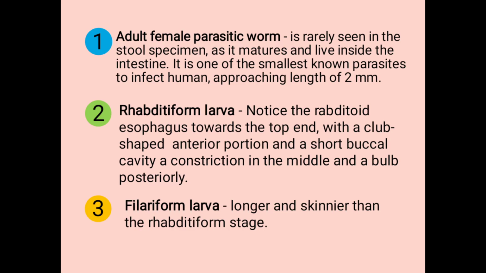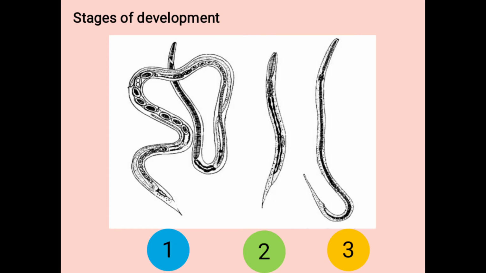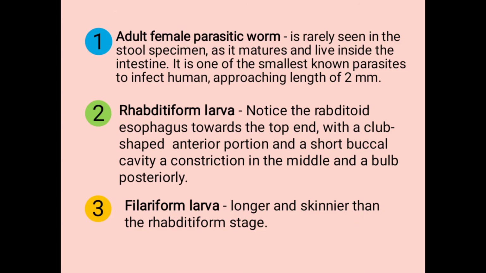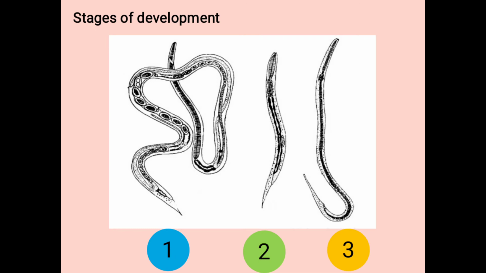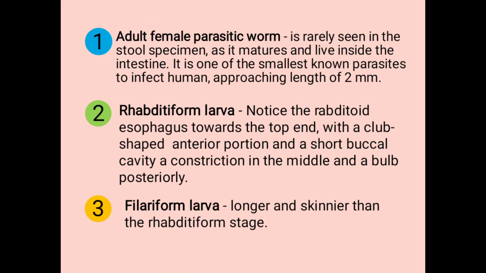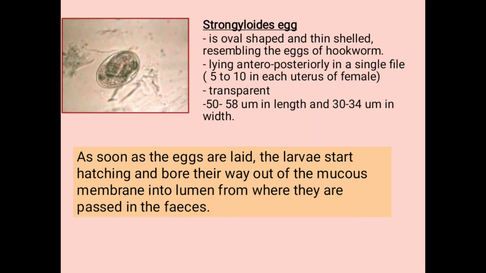And then the second figure is a rhabditiform larva. Notice the rhabditoid esophagus towards the top end with a club-shaped anterior portion and a short buccal cavity, a constriction in the middle and a bulb posteriorly. And the third figure is a filariform larva, longer and skinnier than the rhabditiform stage.